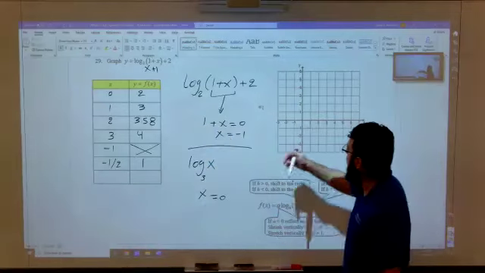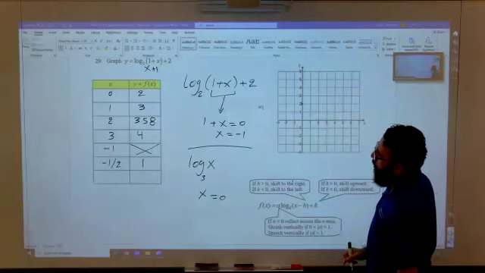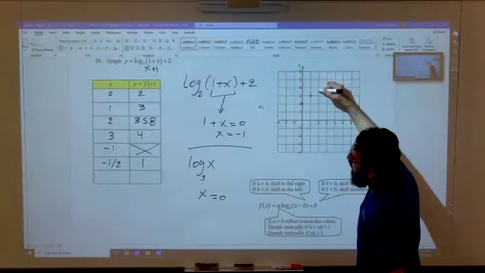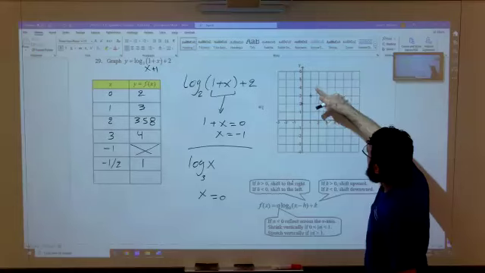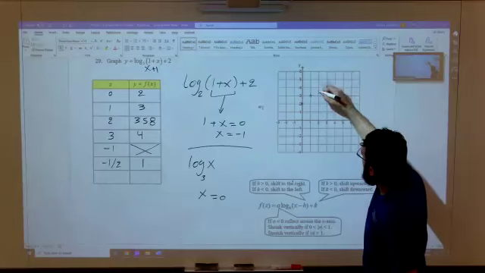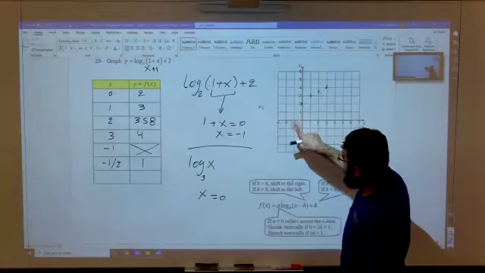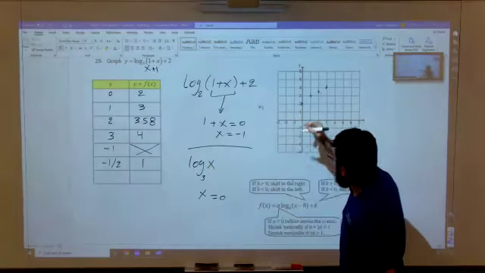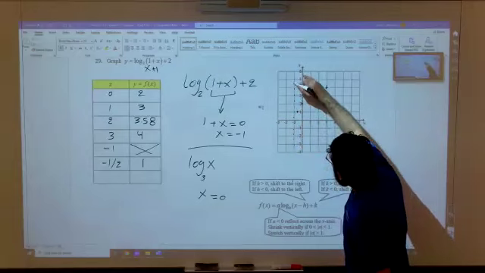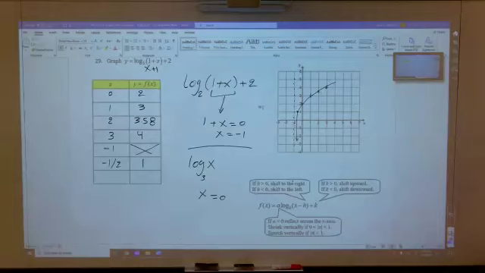And you can graph the rest. With 0, it's going to be 2. With 1, it's going to be 3. With 2, it's going to be 3.58, kind of here. With 3 it's going to be 4. With half, it's going to be 1. So with half here it's going to be 1. And here is the asymptote. So the graph is never going to cross the asymptote. It's going to be like this. Is that okay?